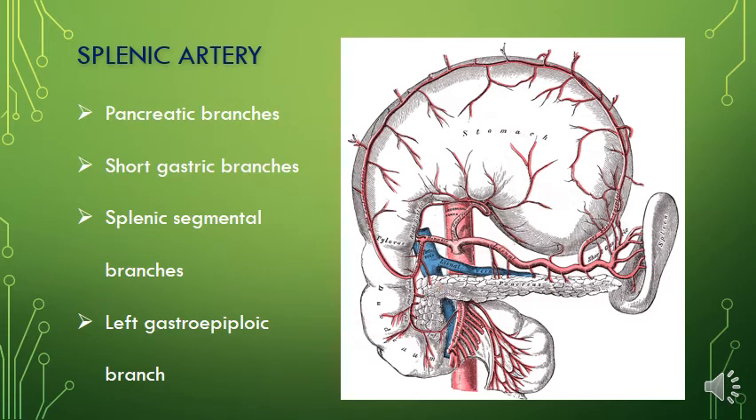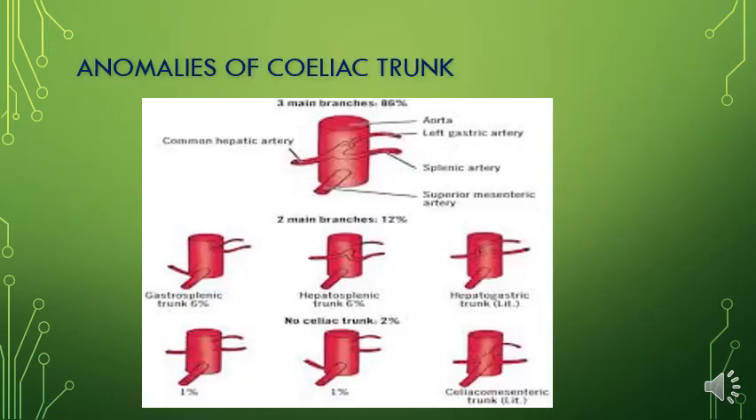So this is the splenic artery. Now, anomalies of the celiac trunk. These are certain anomalies we'll see. Here the common hepatic is there, left gastric and splenic, superior mesenteric, which is the normal thing.